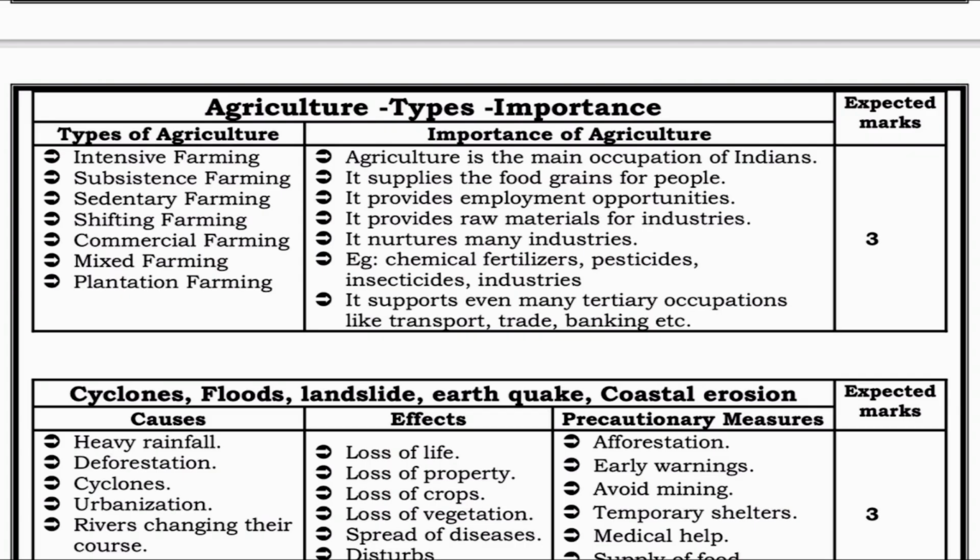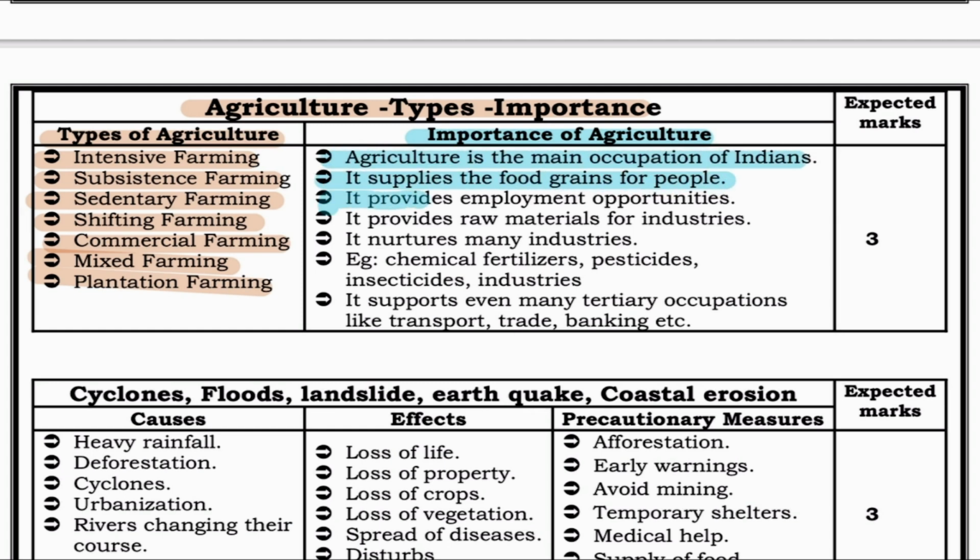For 3 marks. Agriculture: types and importance. Types of agriculture: intensive farming, subsistence farming, secondary farming, shifting farming, commercial farming, mixed farming, plantation farming. Importance of agriculture: agriculture is the main occupation of Indians. It supplies food grains for people.